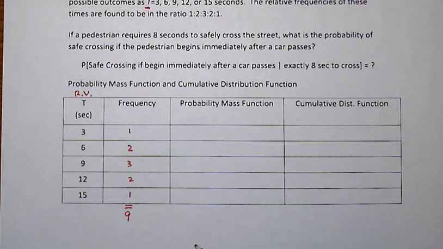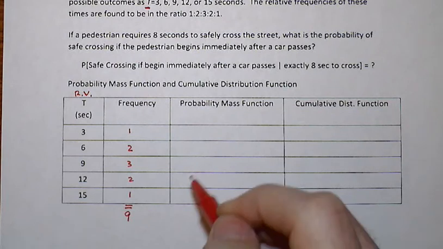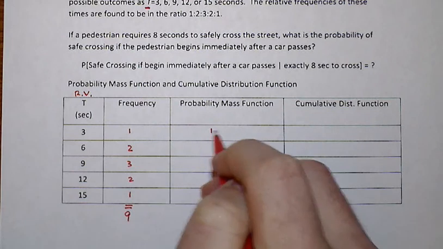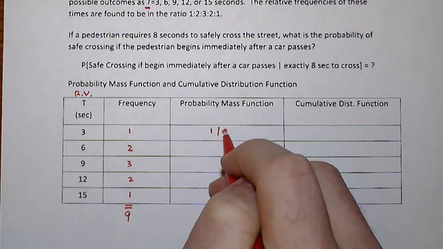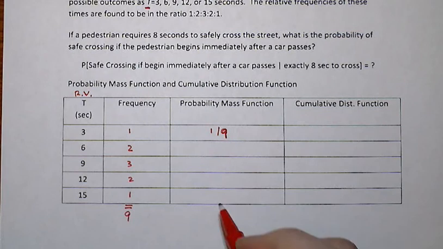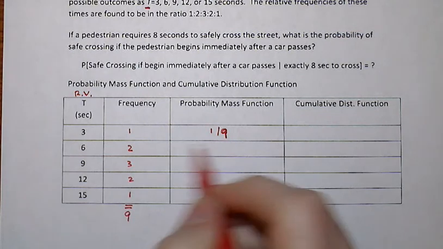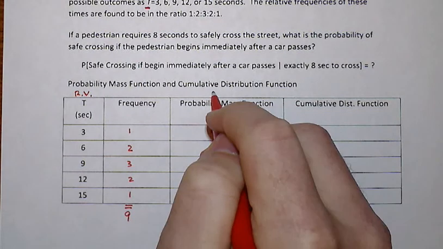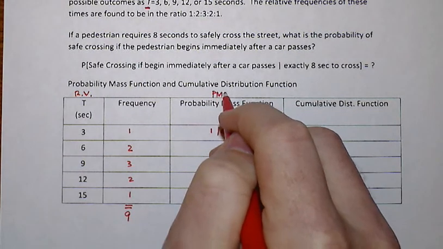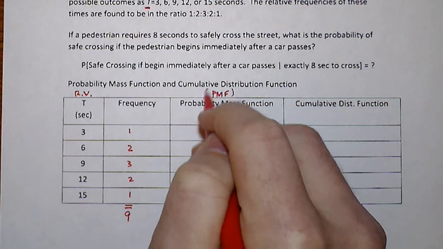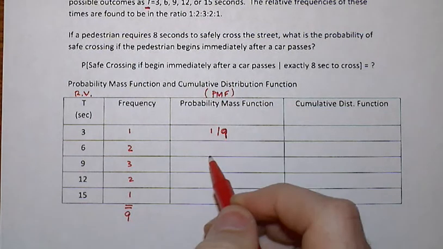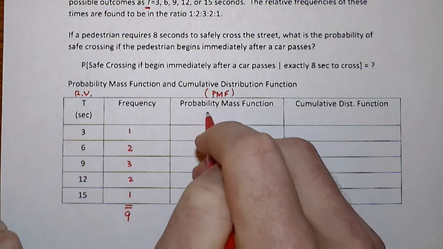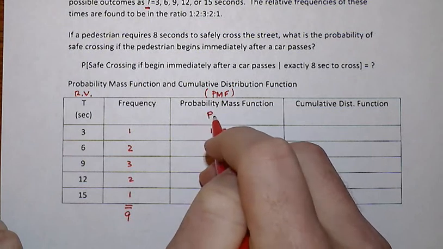So the chance that we would pull out a ball that had a 3 stamped on it would be 1 over 9. And when we have discrete values for our random variable, we call that the probability mass. And sometimes people will refer to that as PMF, of course just standing for probability mass function. The symbol that people will give to this is either a lowercase or uppercase.